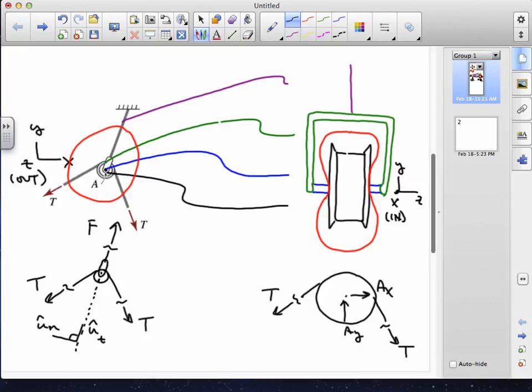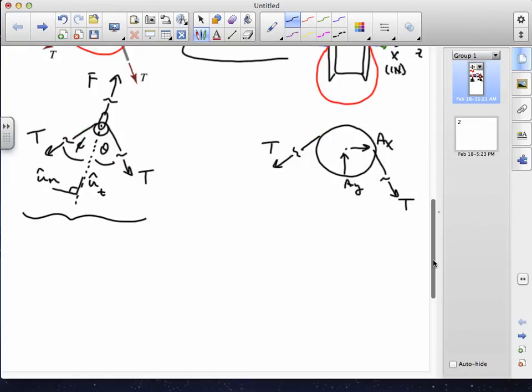We'll establish angles between the two tensions and the tangent direction on either side. We'll call this angle theta and this angle phi. We can now write equilibrium equations based on this free body diagram. If we take the sum of the forces in the normal direction and set those equal to 0, you'll notice that we have T sine phi minus T sine theta equals 0, and that tells us that phi is equal to theta.